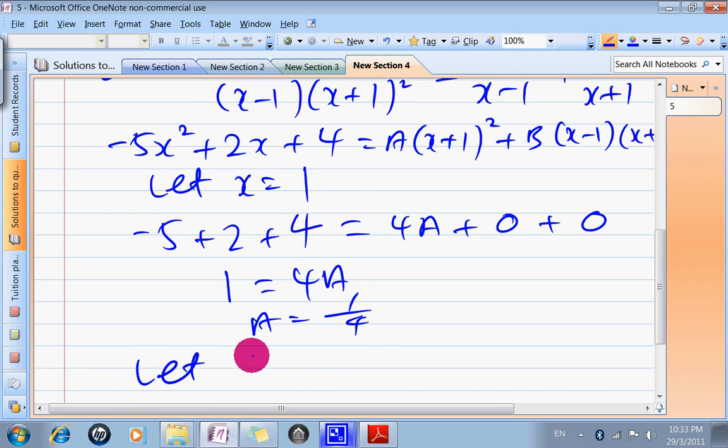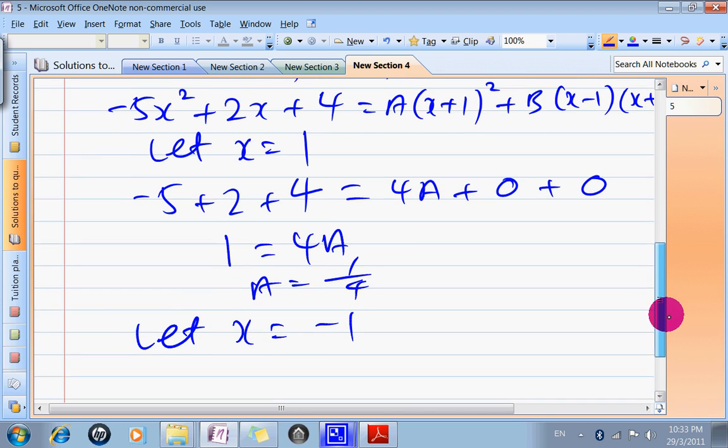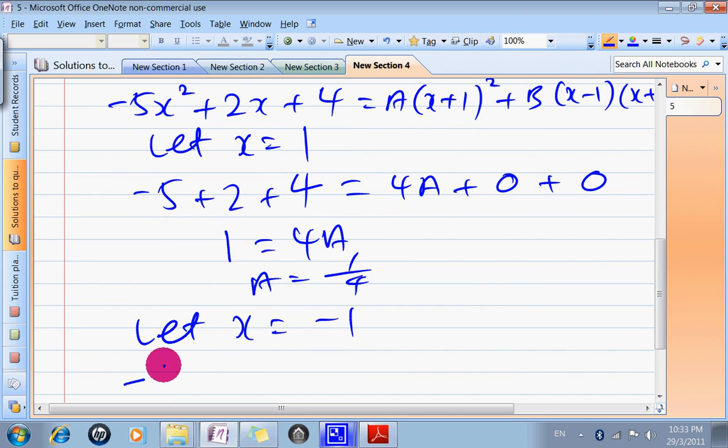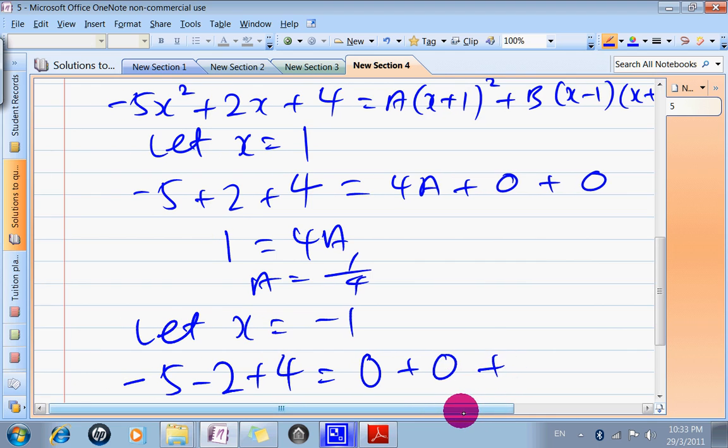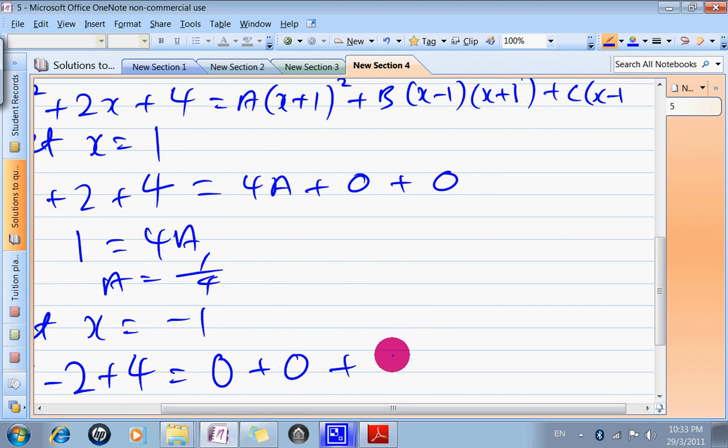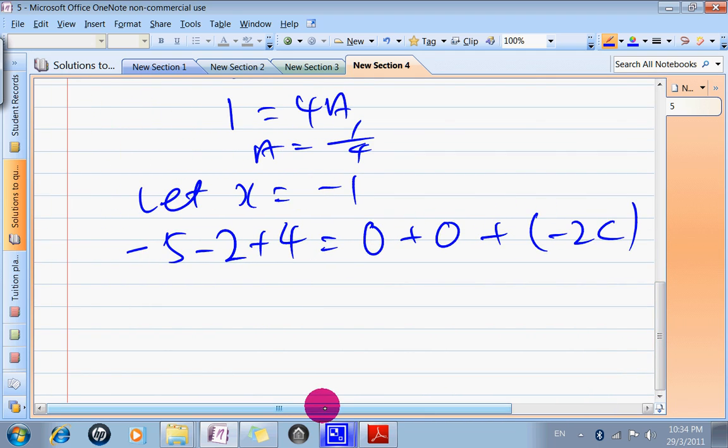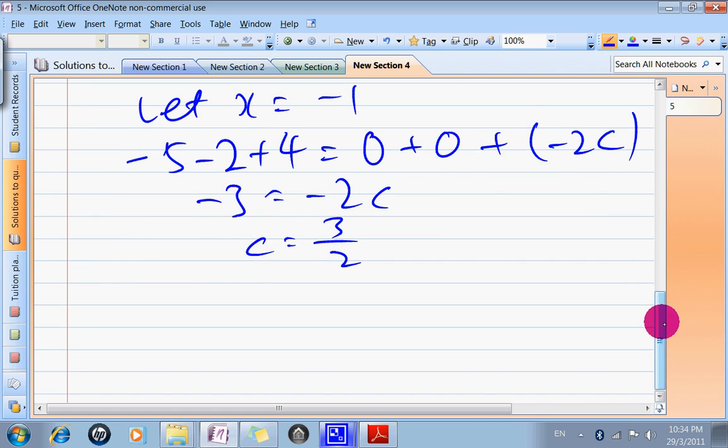Next, let x equals to negative 1. Let x be negative 1, then I'll get negative 5 minus 2 plus 4 equals to A will give me 0, the B will also give me 0, the C will give me negative 2C. Okay, negative 2C, and that will give me negative 7 plus 4, so negative 3 equals to negative 2C. C equals to 3 over 2. So now I got A and C already.